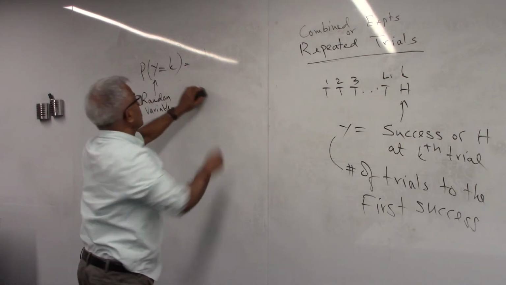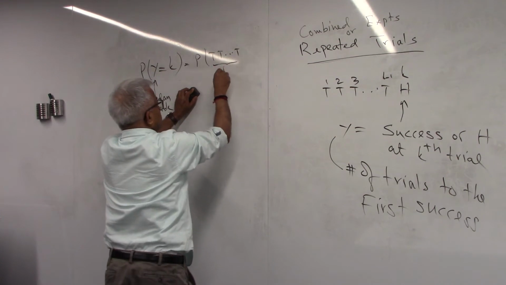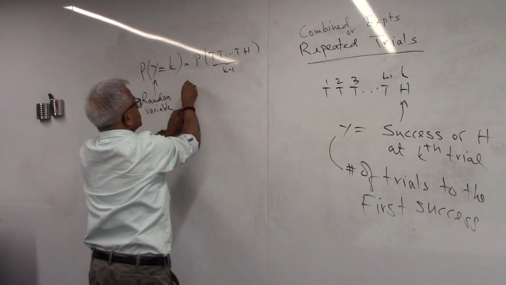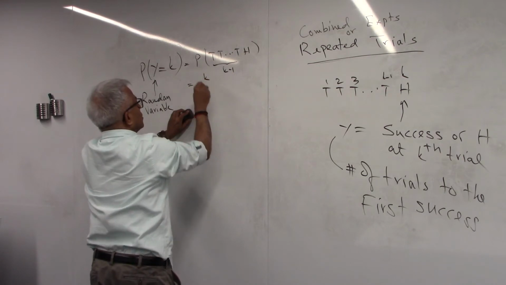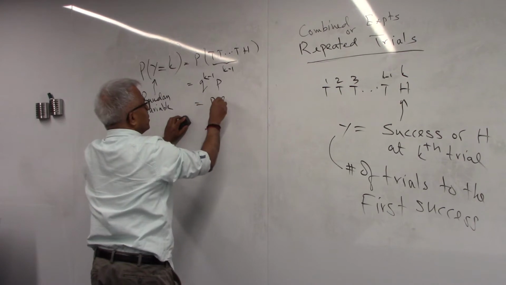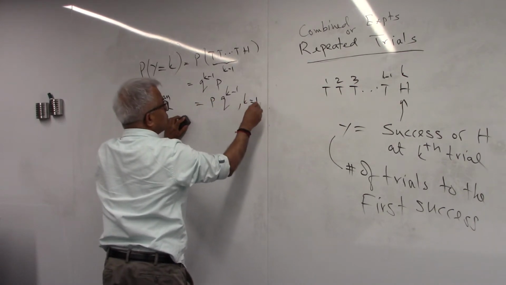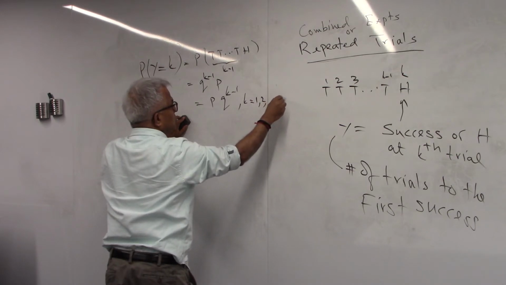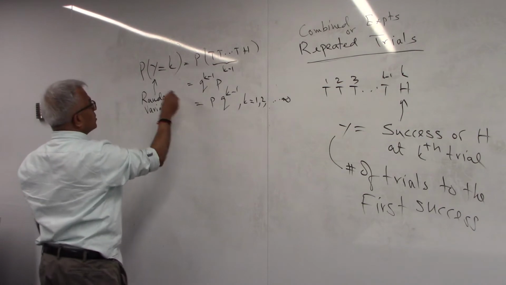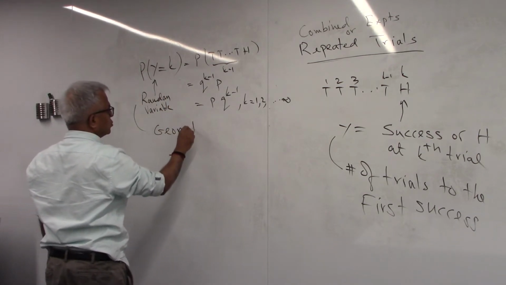So that would be the same as the probability of t, etc., t, then a head. So these are independent events, and there are k minus 1 tails multiplied by p. So we can write it as p q to the k minus 1. K could be 1, 2, 3, etc., up to infinity. Because it looks like a geometric series, this is known as a geometric random variable.